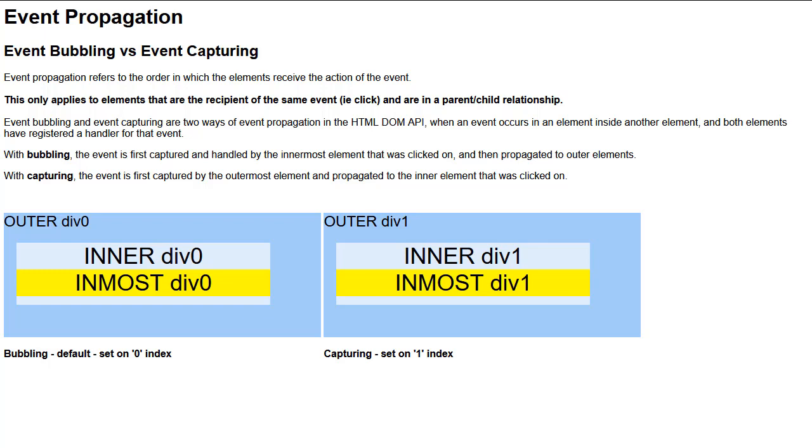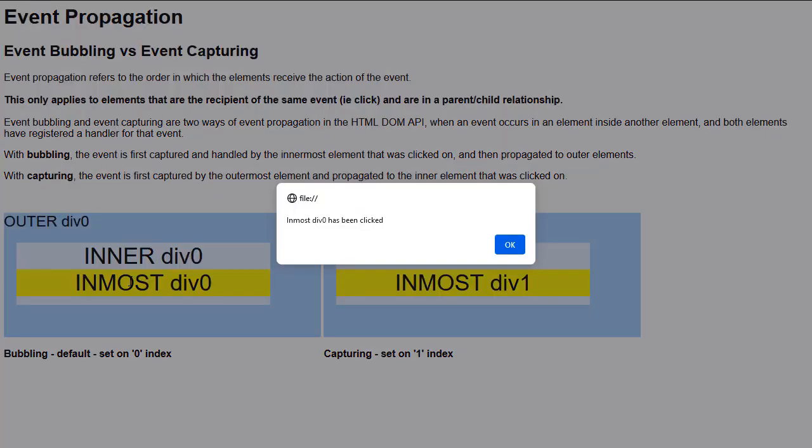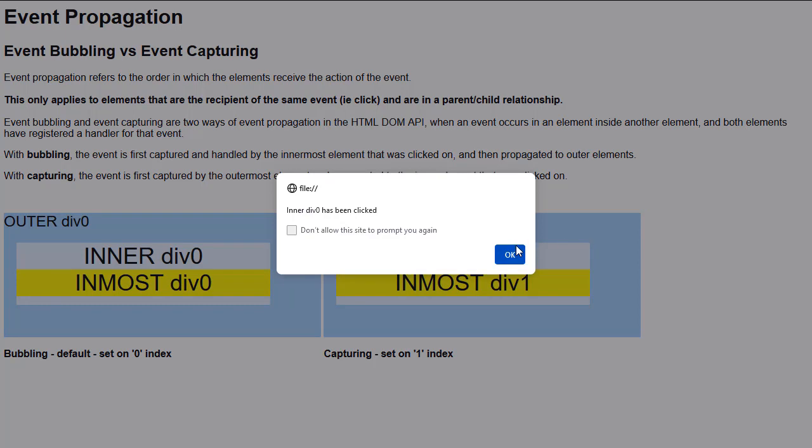So let's look at bubbling. When I click on the inmost div, the events will bubble up. So I clicked on the inmost div, and here's my alert. It has been clicked. Now, I am not clicking again on this div here. I'm just going to close this alert out. And look what happens. Another alert pops up. Okay, this is the click event from inner div. As I said, the events bubble up. I click OK. Now I am getting the click event from outer div.